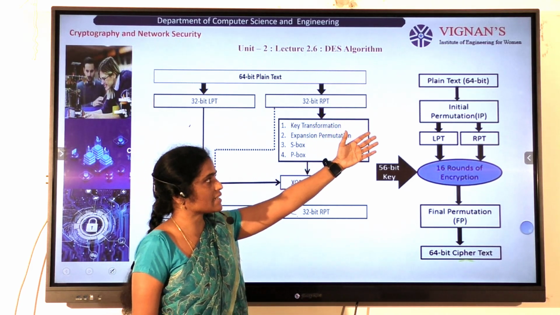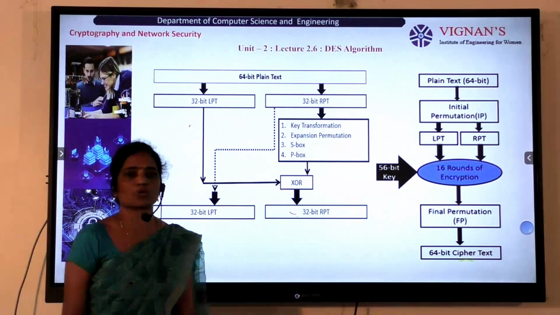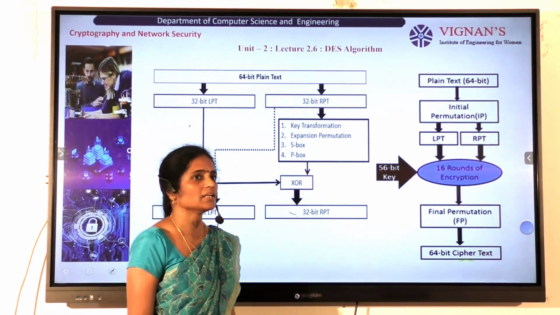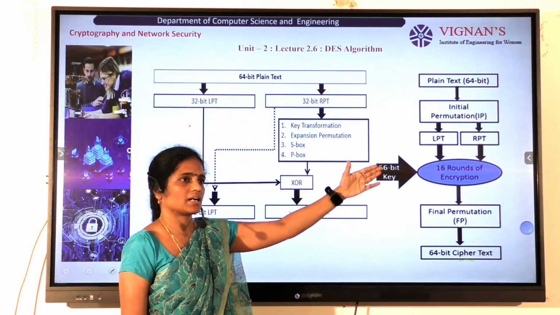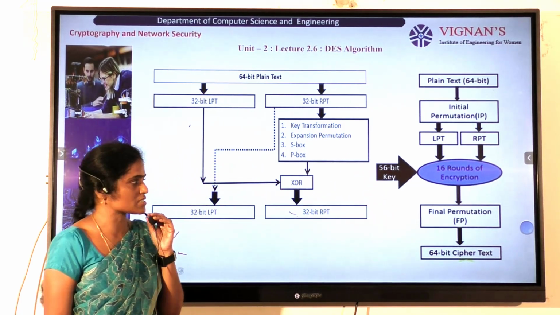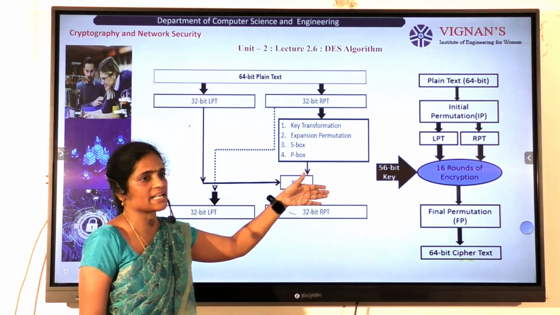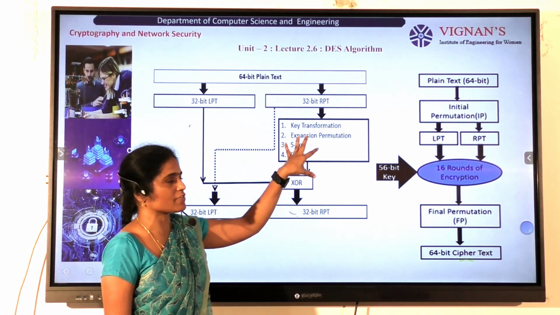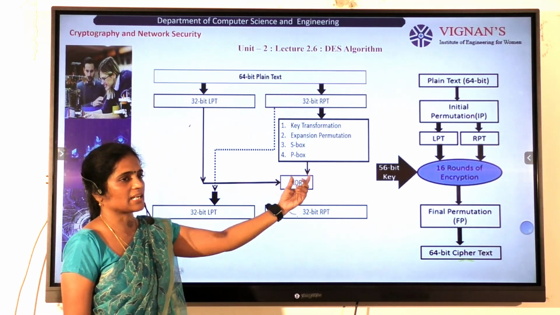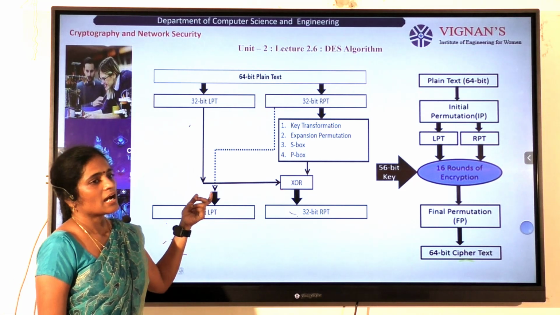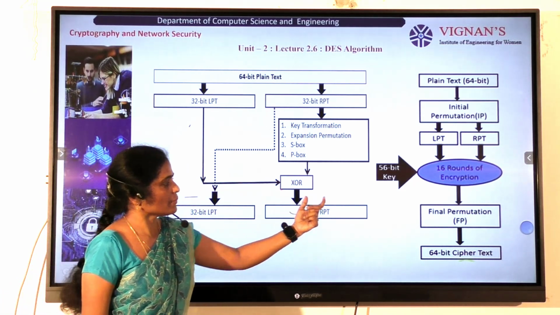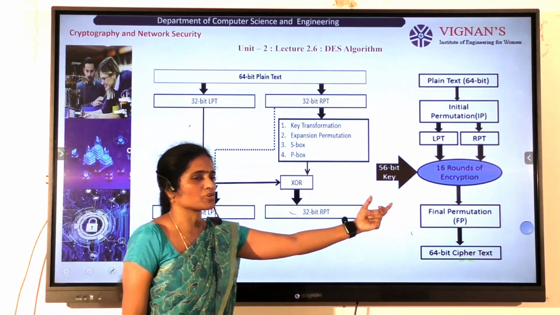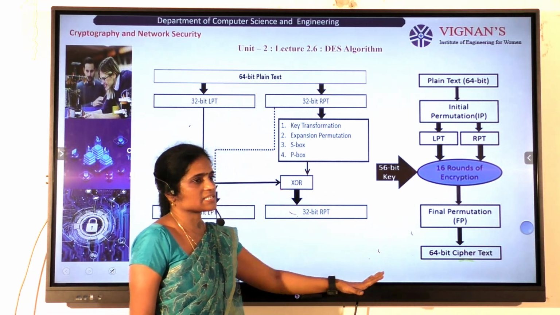So we take the plain text as input and it is given to an initial permutation. What is going on in the initial permutation? The initial permutation divides the text into two halves, one is LPT and the other is RPT. Both are taken as input to the 16 rounds of the encryption process. In the encryption process, we apply techniques like key transformation, expansion permutation, S-box and P-box. After all these techniques, we finally get encrypted data with 32 bits from the RPT side and 32 bits from the LPT side. Both are combined by the final permutation, which combines the two 32-bit halves and produces a 64-bit cipher text. This cipher text is the encrypted data.